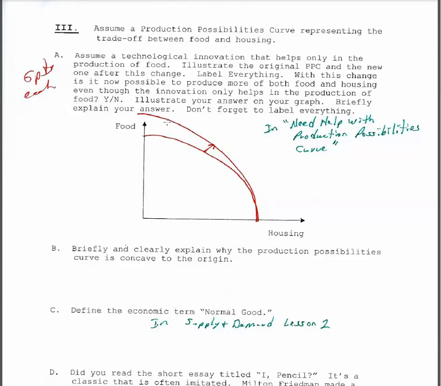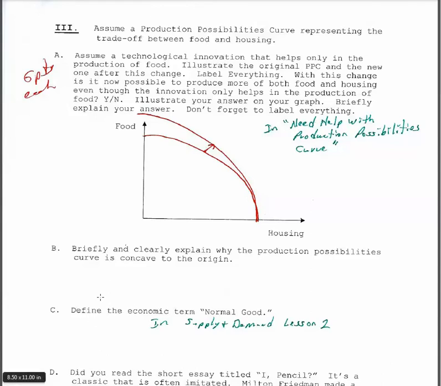Is it possible, with this change, to produce more of both food and housing? And yes, it is. Even though the technology only helps in the production of food, it is possible, look at this, it is possible to use it to get more of both. Basically what's happening there is you're just taking some resources away from the production of food, since you can now make that easier than before. Take those resources away and devote them to housing, and you can have more of both.